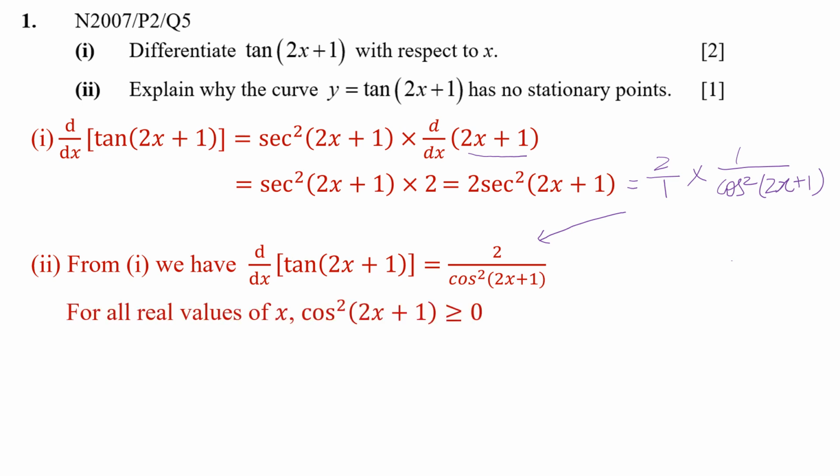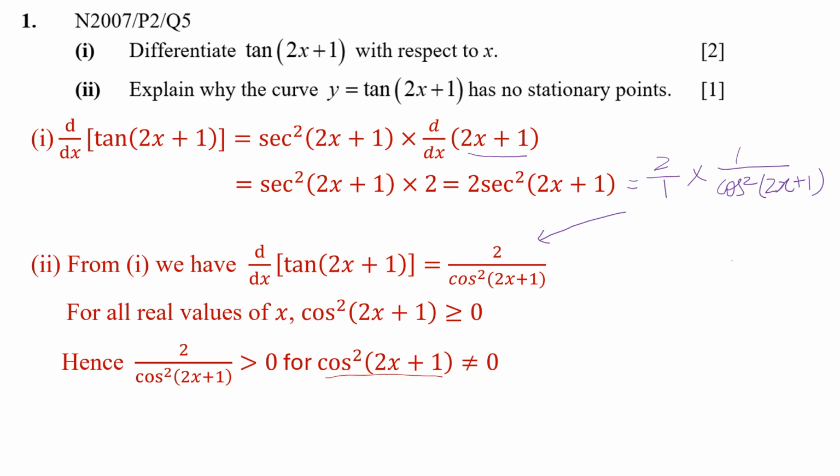For all real values of x, when you have x squared, when you square it, you will have x squared more than or equal to 0, right? Likewise for this, you have cos squared (2x plus 1). But because this is a fraction, you can't have the denominator equal to 0. You can't have something over 0, that's undefined. So basically, we just need to say that cos squared (2x plus 1) has to be positive. This one cannot be equal to 0. Therefore, 2 over cos squared (2x plus 1) is more than 0.